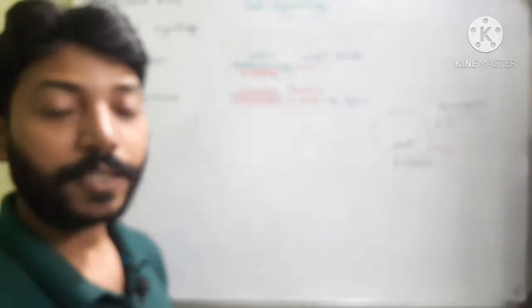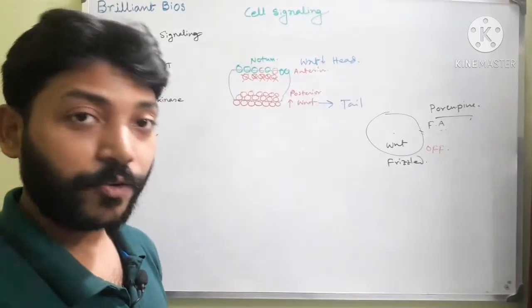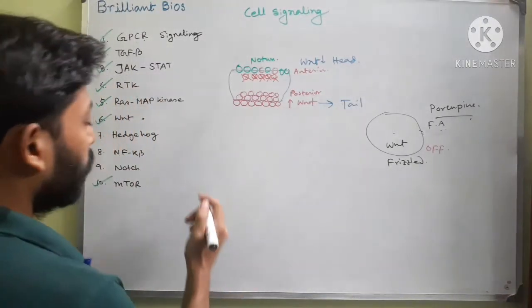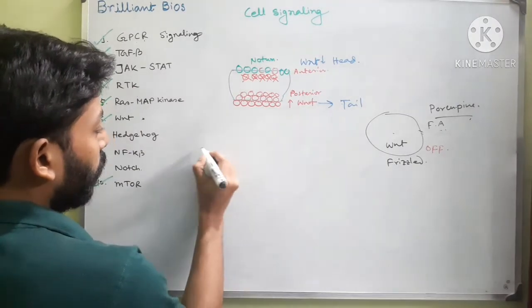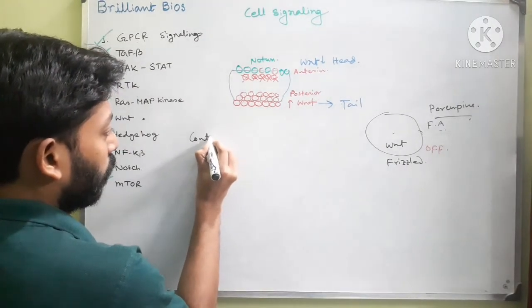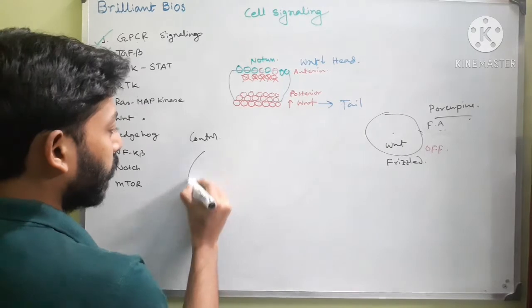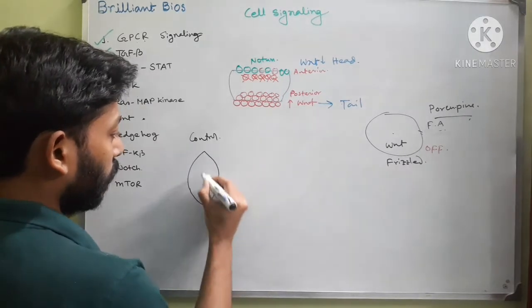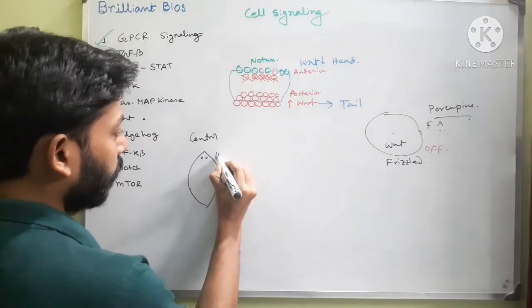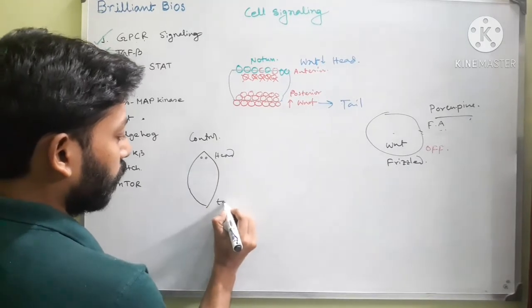That is the theory. Okay, now I will show you an experiment and the result is very interesting. Okay, when scientists took a control, they found that the development is normal. Anterior part head, posterior part tail. This is the control.